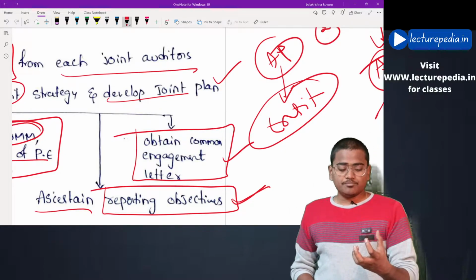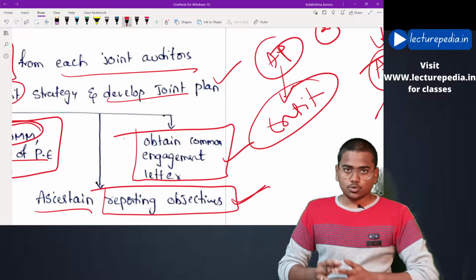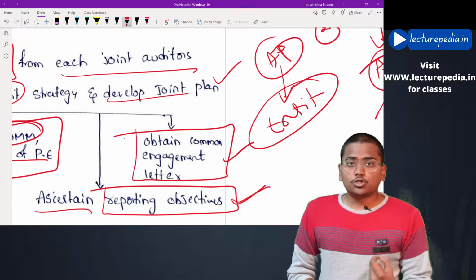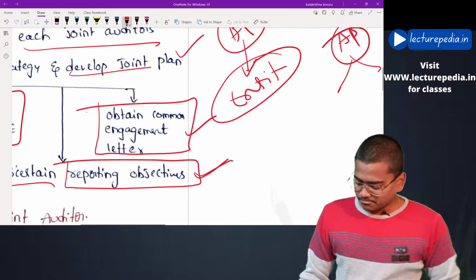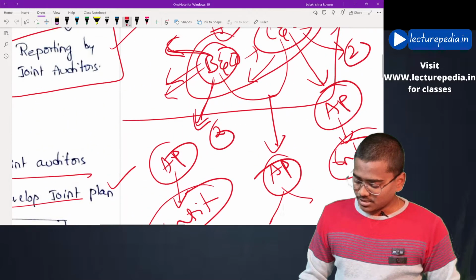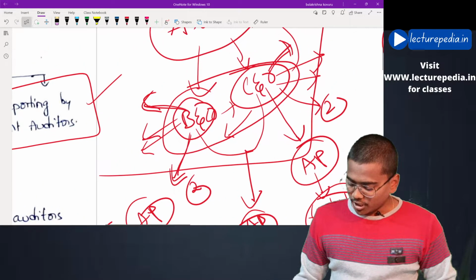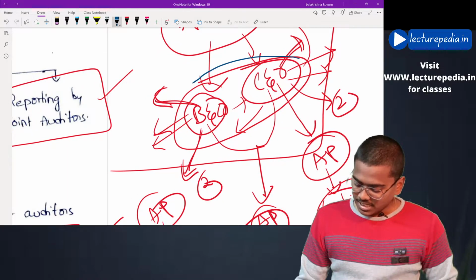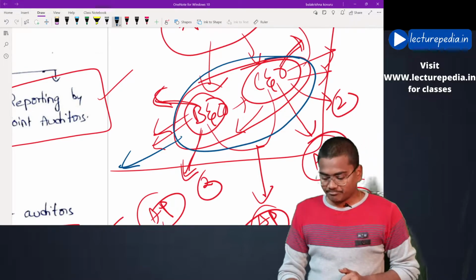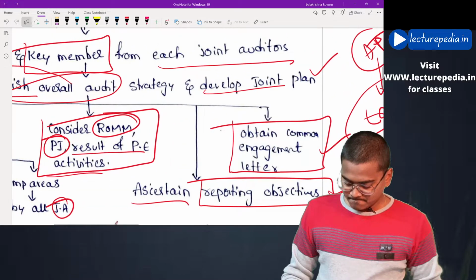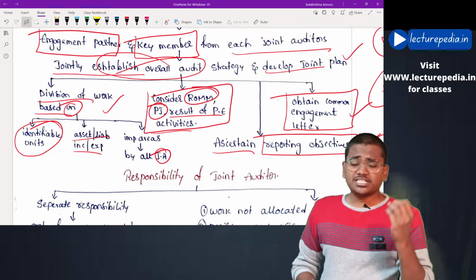See, since the entity has appointed joint auditors, two or more auditors together, it would be fair enough to give only one joint engagement letter to the entity. Thereby the joint auditors need not give separate engagement letters. Both joint auditors, B and Co and C and Co, together can give a single engagement letter to the entity. Hope this is clear. That is regarding developing a joint audit plan.